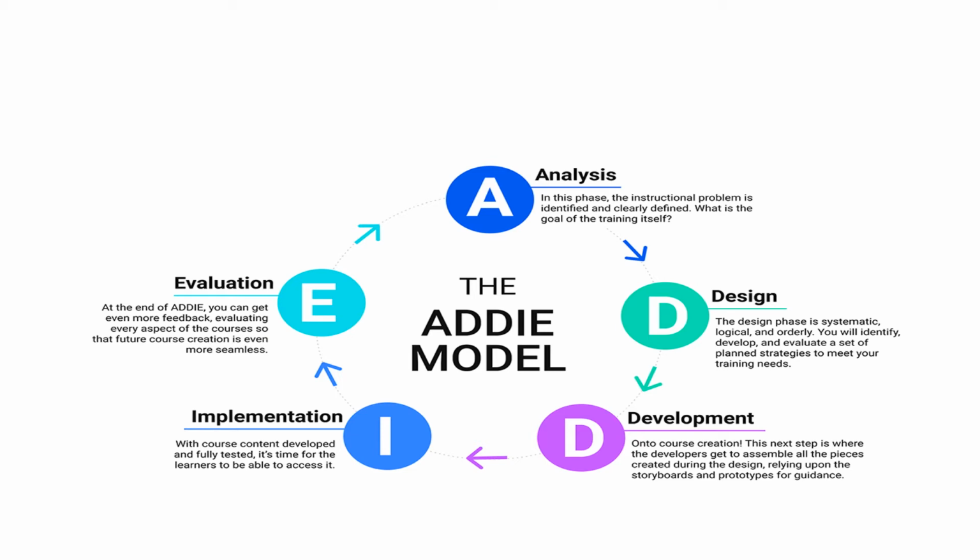When you complete the designing and development process, the next step is implementation. This is where the actual delivery of the course takes place, including any prior training or briefing of learners, support staff, and student assessment. Once the course content developed has been fully tested, it's the time for learners to be able to use it and access it. The last stage is the feedback or the evaluation stage.